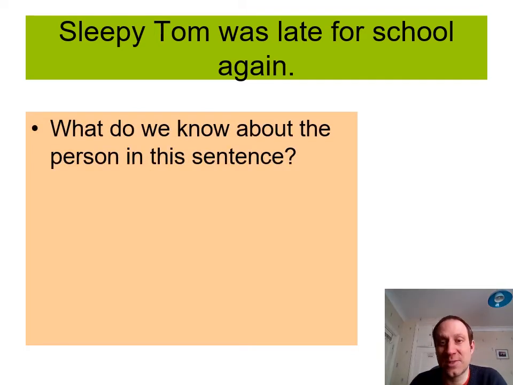Sleepy Tom was late for school again. What do we know about the person in this sentence? Well, I know he's called Tom. I know that he's sleepy. And I know that he's late for school. That word again is key as well, isn't it? I wonder what that's showing us.